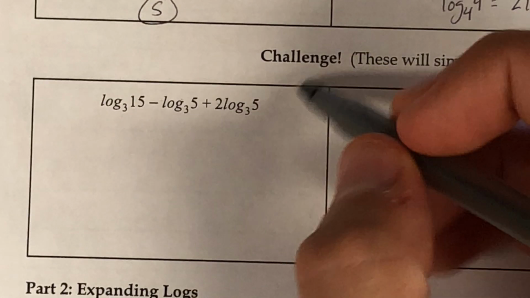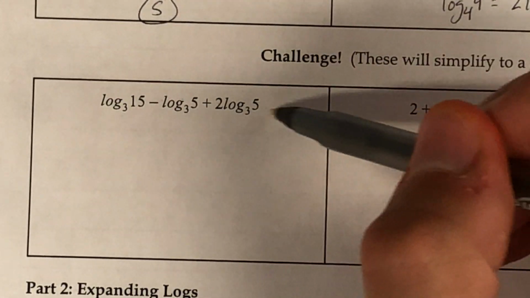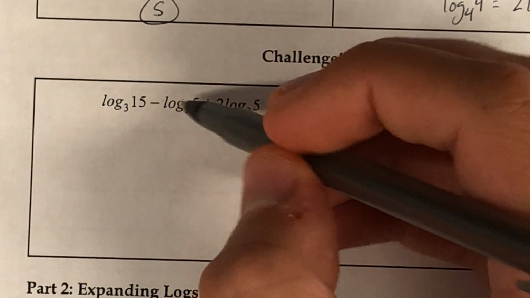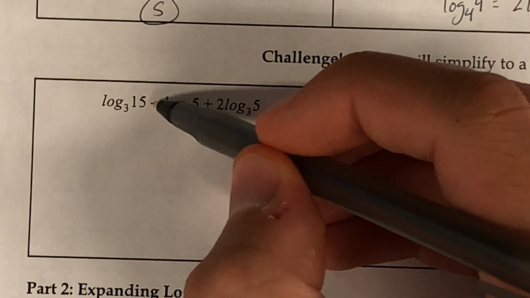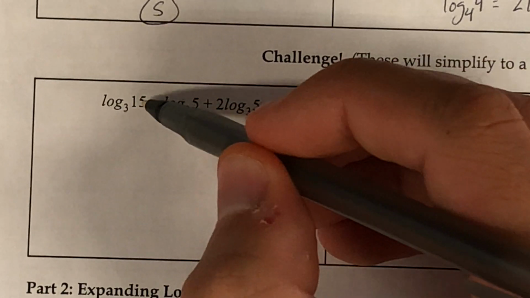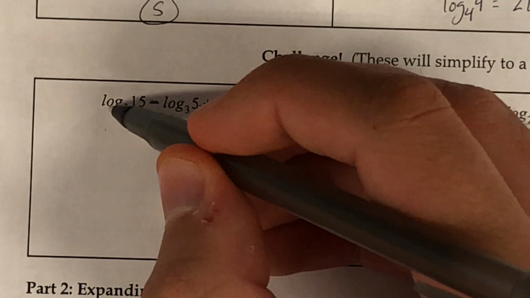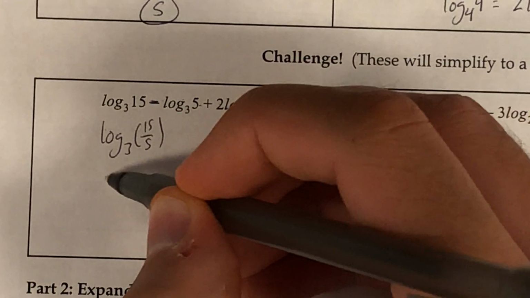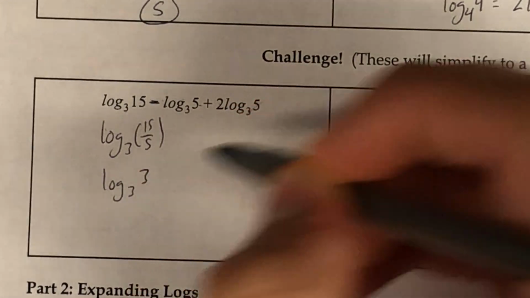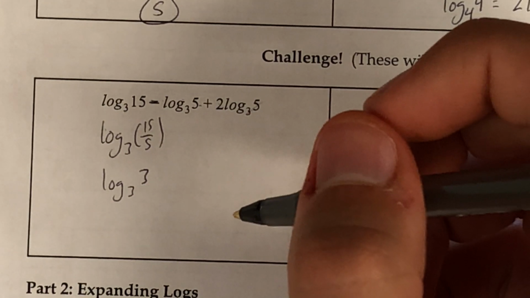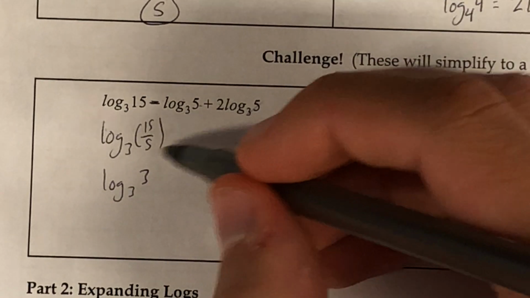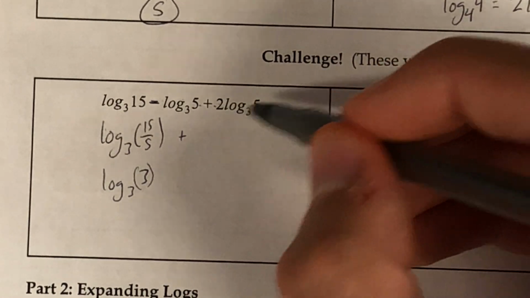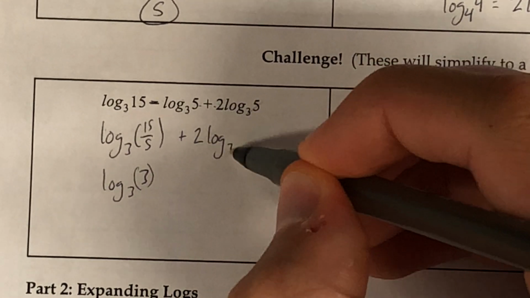Okay, here we are. So none of these are in a form where we can just change them to 3 to the power of something. So let's start combining these logs. When you're subtracting logs with the same base, you divide them on the inside. So these will be log base 3 of 15 over 5, which is 3 there. Next we have this 2 times log base 3 of 5.